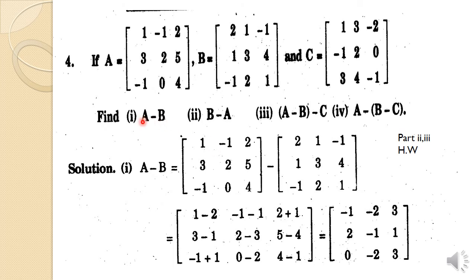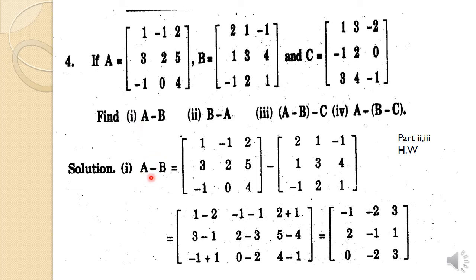Student, in question number 5, you have to find the addition or subtraction of matrices. For addition and subtraction, the matrices must be of the same order. In part 1 you have to find A minus B, in part 2 you have to find B minus A, and in part 3 you have to first find A minus B, then subtract C from this answer. Similarly in part 4 you have to find A minus B minus C.